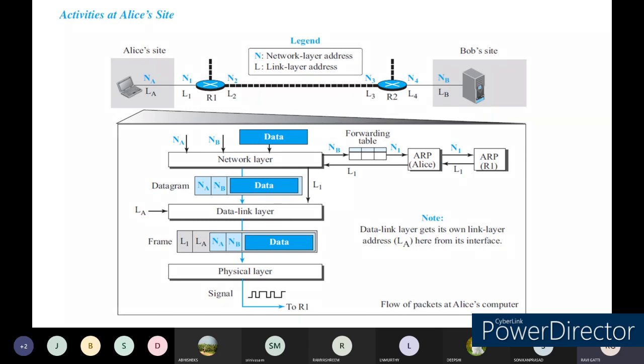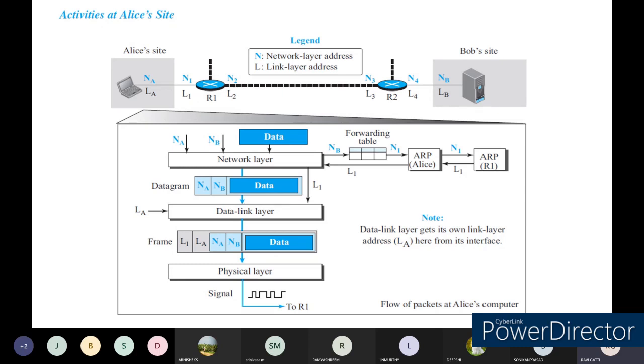So for that it will be using the ARP protocol. You can see here the forwarding table. In the forwarding table, Alice will transmit the address, that is, the IP address N1. For that IP address N1, I want to have the logical link address. So with the ARP request, the reply you will get is L1. So Alice can communicate through the link called L1.